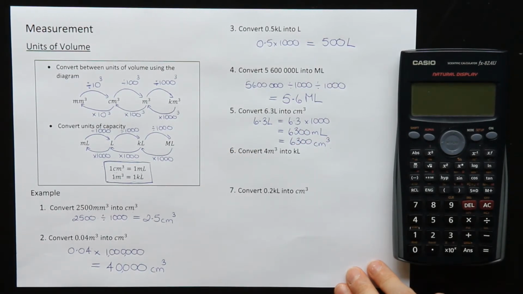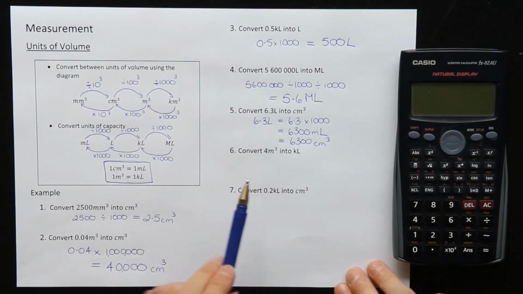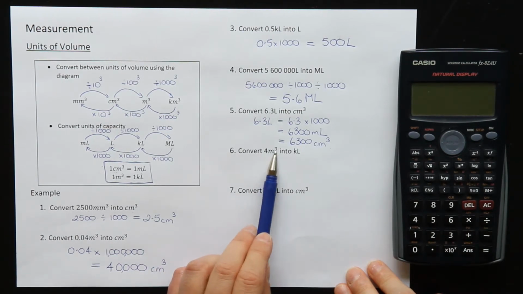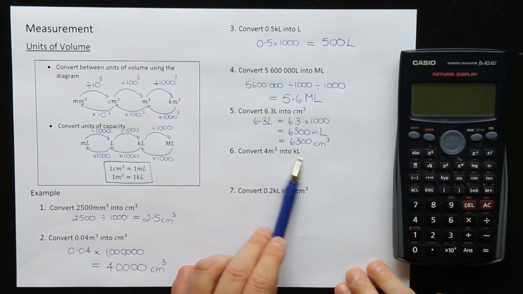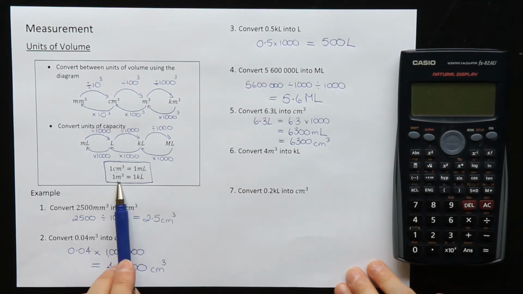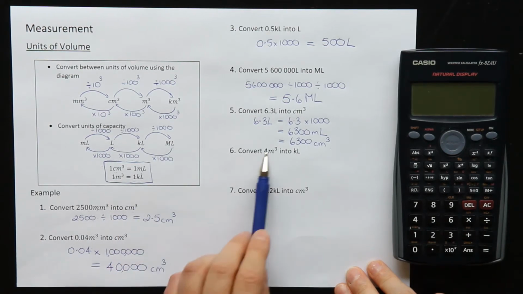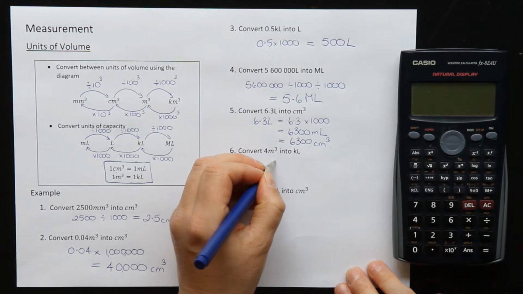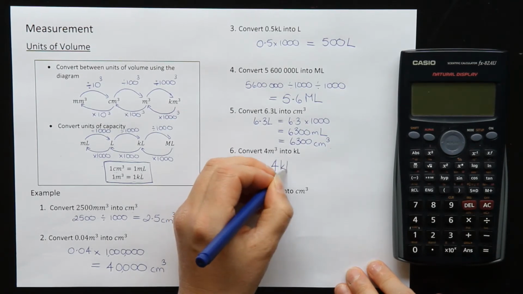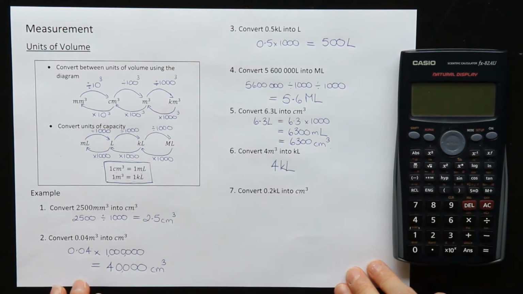Let's do another question like that. Question 6. This time I want to convert 4 metres cubed into kilolitres. Now metres cubed are actually exactly the same as kilolitres. 1 metre cubed is the same as 1 kilolitre. So 4 metres cubed is just simply 4 kilolitres. That's it. That was an easy one, wasn't it?